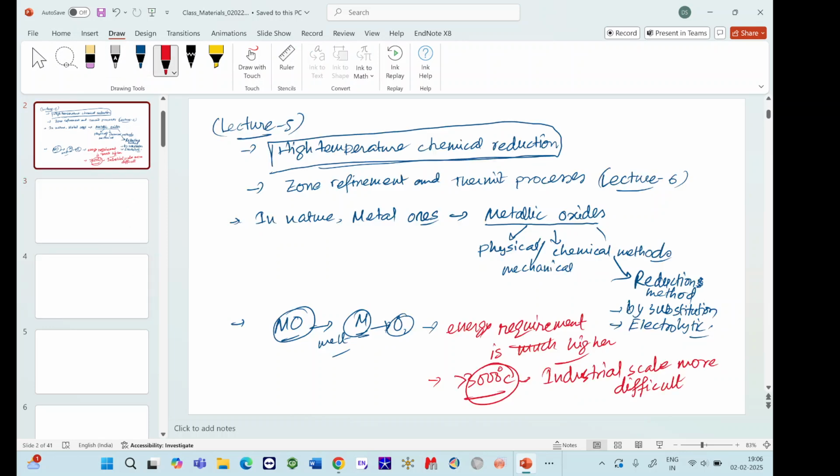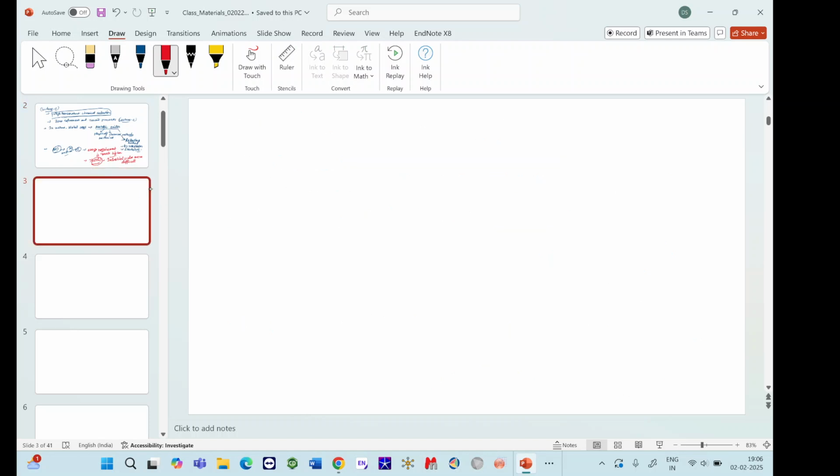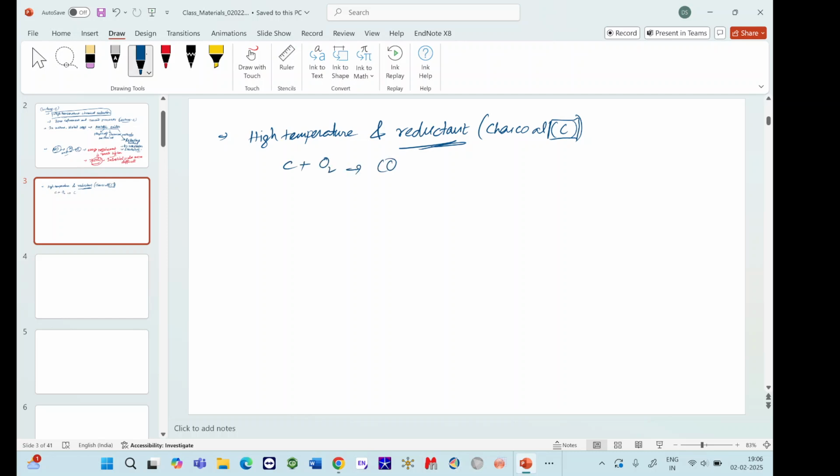Okay, you are following, right? So what people actually use is high temperature along with some reductant, and mostly the reductant used is charcoal, or more precisely carbon. Why is that? Because carbon can take oxygen, and it can form either carbon monoxide or carbon dioxide.